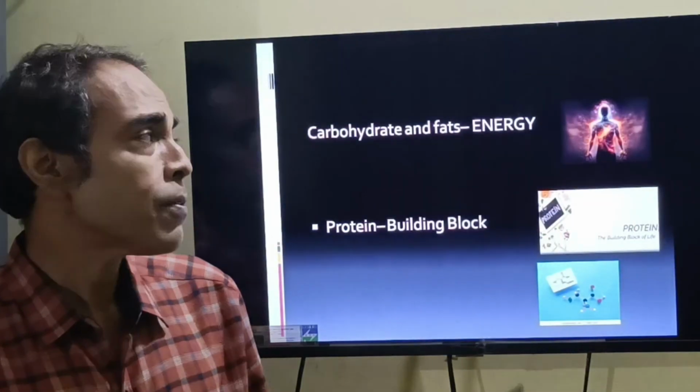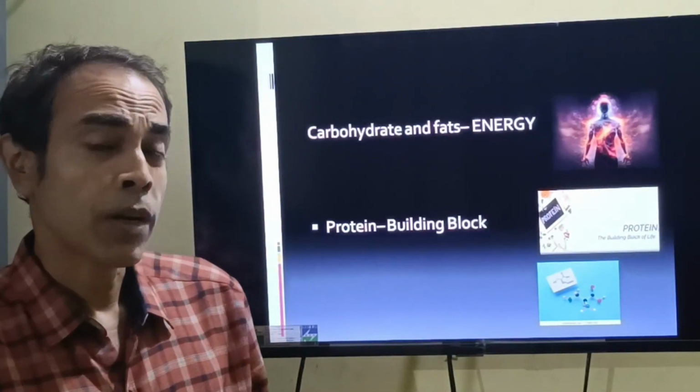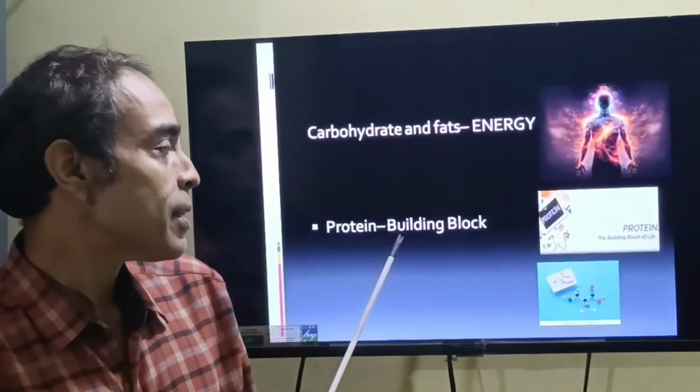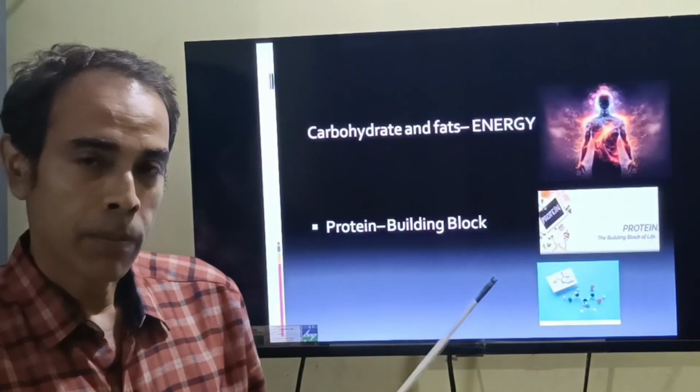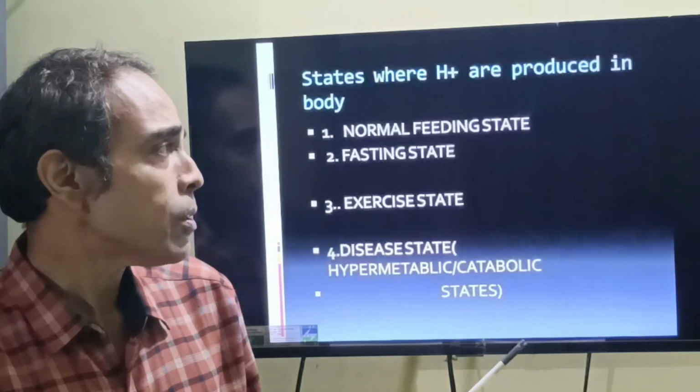So what is the use of carbohydrates and fats? Carbohydrates and fats provide energy, energy to do work. Proteins are the building blocks of the body. So these are the most important nutrients of our body.